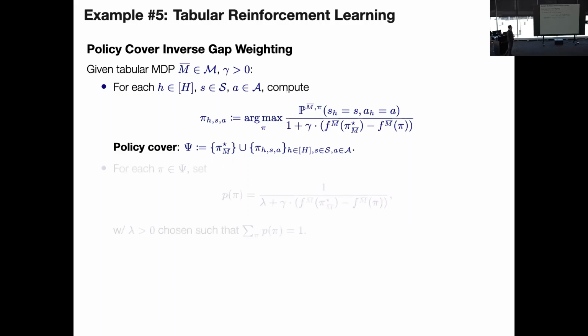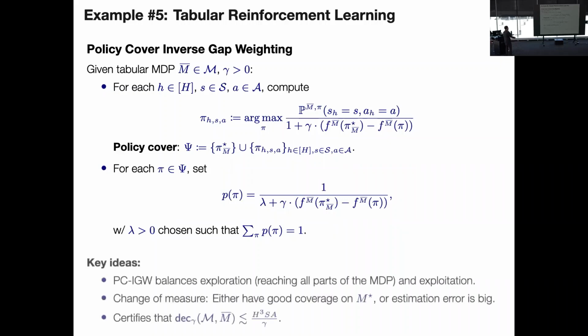That's going to give you your policy cover. And then you just do the exact same inverse gap weighting I showed before, but only on the policies in the policy cover. This is what gives you this poly HSA over gamma bound on the DEC. The intuition is pretty clear: you want to make sure you're exploring the MDP and reaching states you haven't seen so far, but not incurring too much regret while doing this. The main thing that's subtle is that you care about exploring the true MDP, but what I'm actually doing up here is maximizing the probability of reaching these states in the estimated MDP. But you can use change of measure type arguments to show that one of two good things happens. Either this leads to good coverage on the true MDP, in which case great, or it doesn't, but that means there must be some error in estimation, and that can only happen so many times if I'm using a consistent estimator.